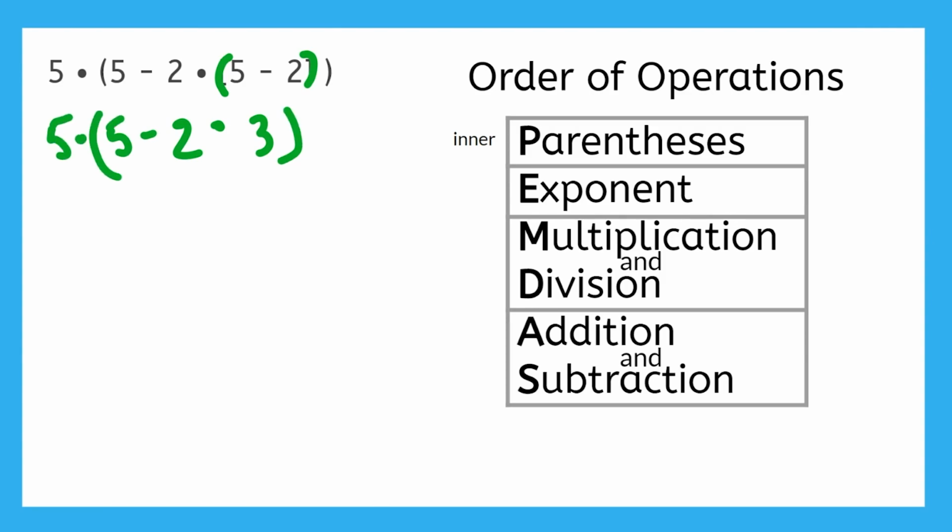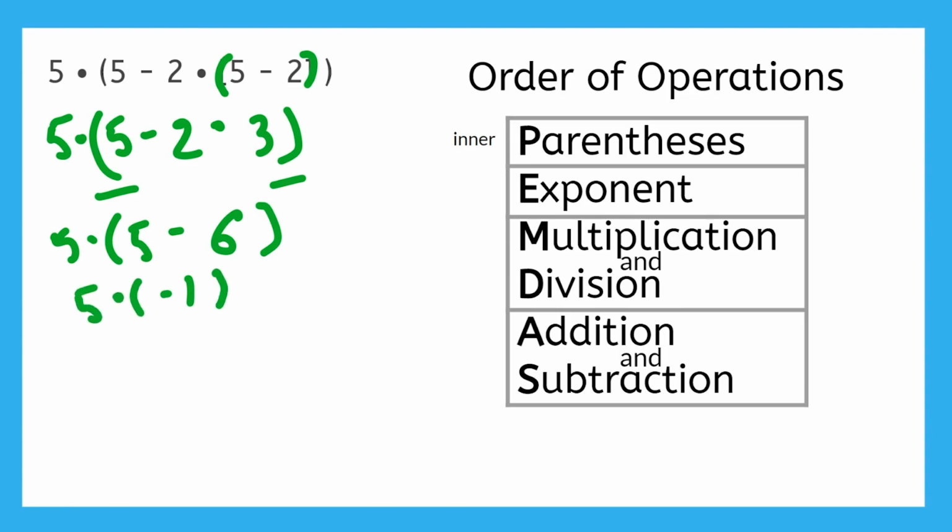We've got two operations inside these parentheses: subtraction and multiplication. In PEMDAS, multiplication comes before subtraction. So we do 2 times 3, which is 6. Then 5 minus 6 is -1. And all that's left is 5 times -1, which is -5.